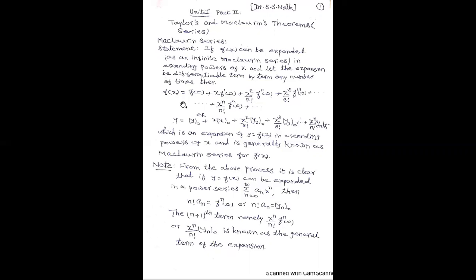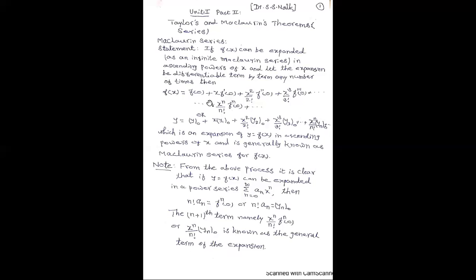Now this expression you can write in the form of y is equal to y of 0 (f of 0 is y of 0) plus x times y1 of 0 (f dash is y1, that is dy by dx) plus x square upon 2 factorial y2 of 0 plus x cube upon 3 factorial y3 of 0 plus, and so on, x to the power n upon n factorial yn of 0. So this is the second notation for Maclaurin series.